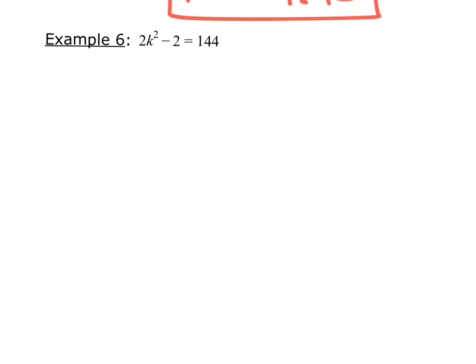All right, so last example here. Example 6. So we got 2k squared minus 2 equals 144. So again, to get the k squared by itself, we're going to do the opposite of subtracting 2. So we're going to add 2 to both sides.